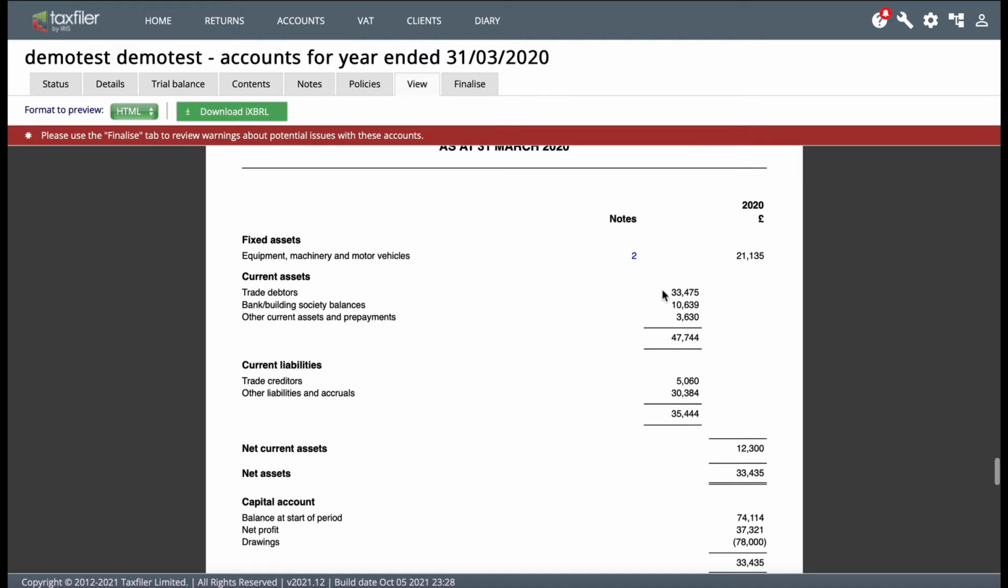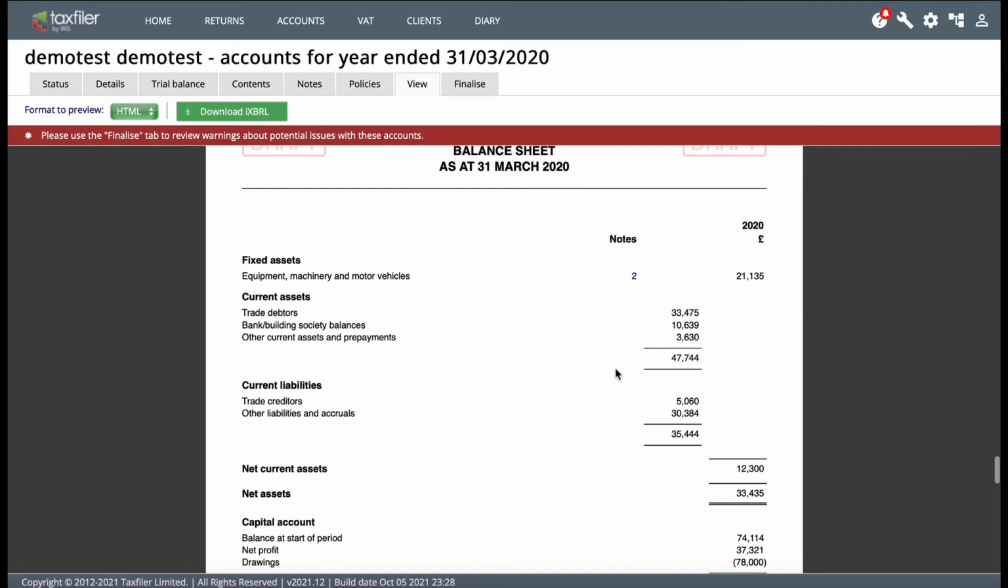Then you'll get current assets, which are trade debtors, who owes the business money, the bank and building society balances, and other current assets and prepayments. So that gives you a total figure there. We've then got current liabilities. Liabilities are what the business owes out. So trade creditors, that's your supplier balances, and any other liabilities and accruals. That could be for accounting fees, that could be for HMRC debt, bank loans, etc., etc. But as I say, all these balances will be as at the date of the accounts.